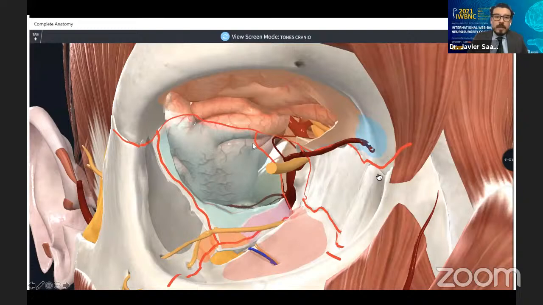Then this is what we have right now. We have exposed laterally, and now we want to expose superiorly. So this is what we're going to find.